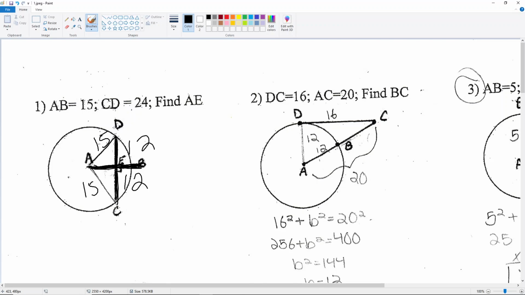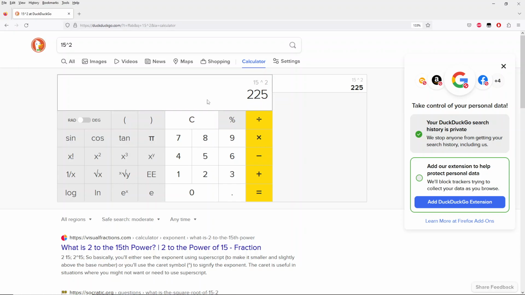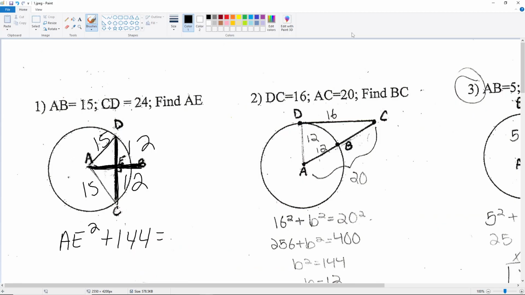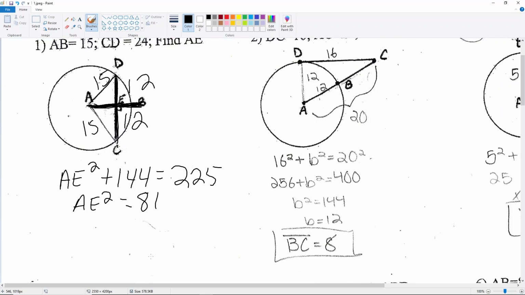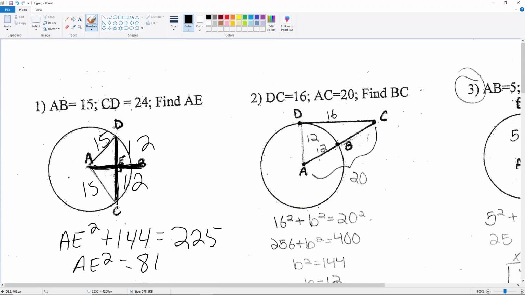We can use Pythagoras. AE squared plus 12 squared, which is 144, equals 15 squared. What is 15 squared? 225. I just happen to have it there. 225. And then AE squared equals 225 minus 144, which is 81. And then AE equals 9.